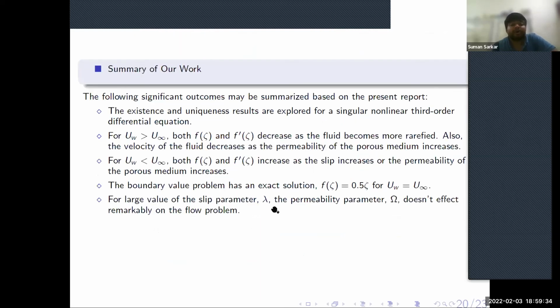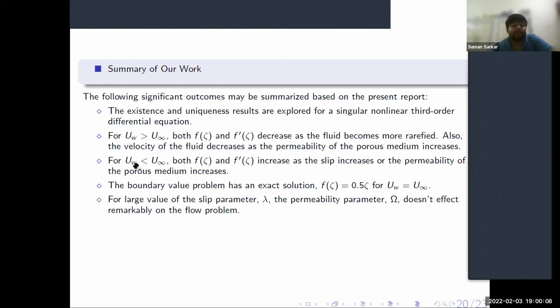So, a summary of our work: the following significant outcomes may be summarized based on the present analysis. We first prove that the solution exists for our resulting nonlinear singular boundary problem. We also observe that when plate velocity is greater than free stream velocity, both velocity profiles decrease for increasing slip parameters or porous medium parameter.